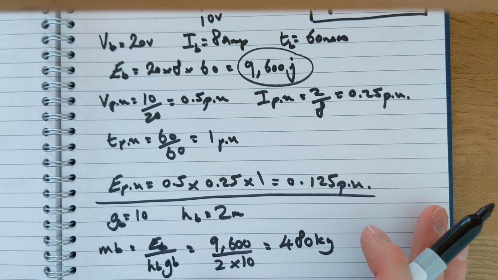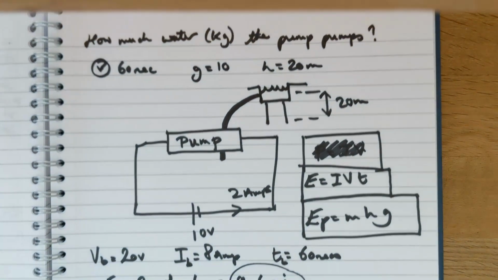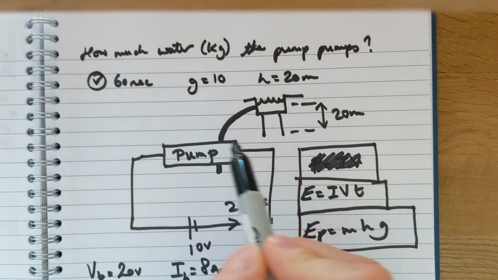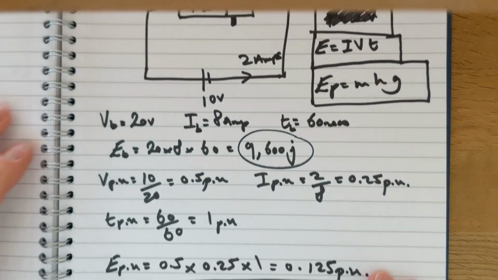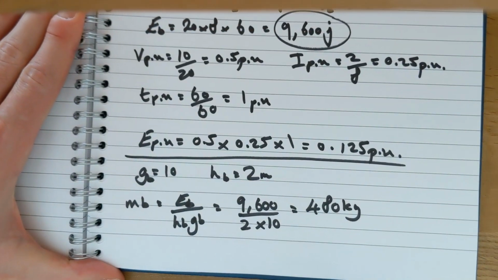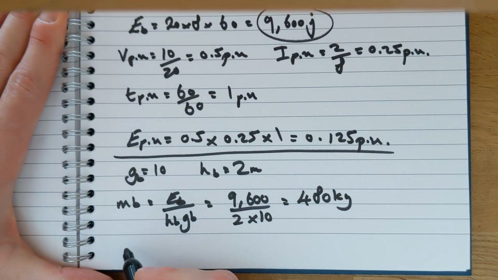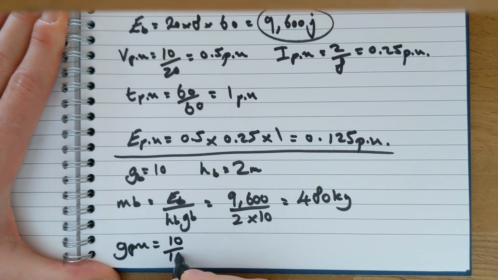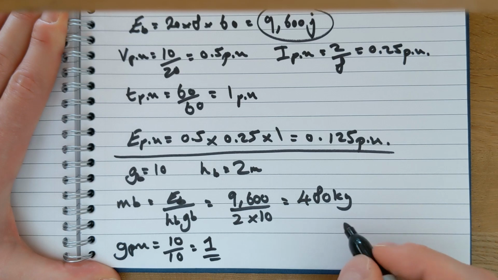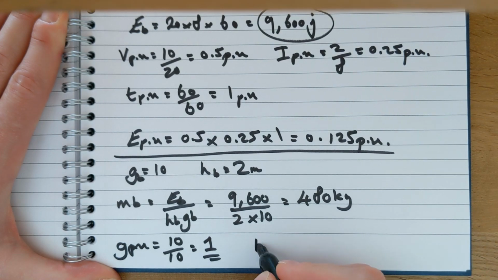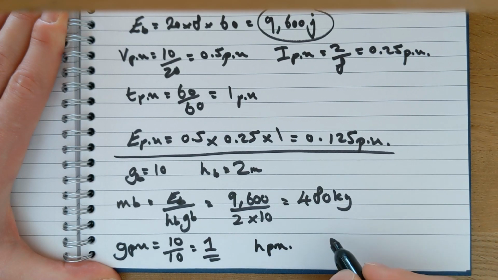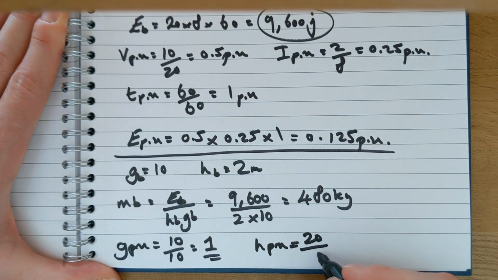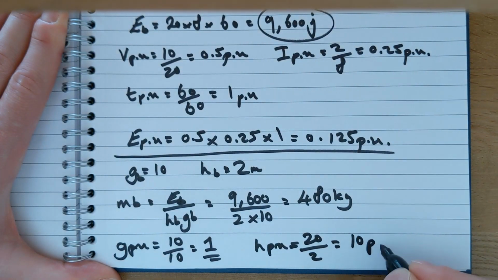Now that we have our mass base, we can go on and transfer these few values into our per unit system. So our gravity per unit is 10 divided by 10, which equals 1, trivial enough. And our height per unit is 20 divided by 2, which equals 10 per unit.